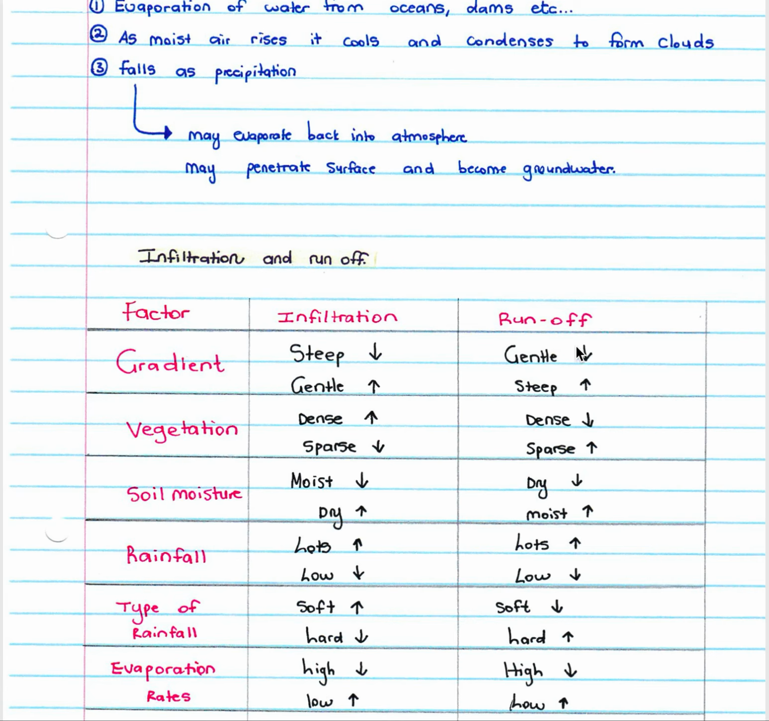In the opposite way, runoff will decrease if the gradient is gentle. This is because your water moves more slowly and you have an increase in infiltration. Therefore, there's less water to run off. And if you have a steep gradient, your runoff will be greater because you have less infiltration and therefore more runoff.